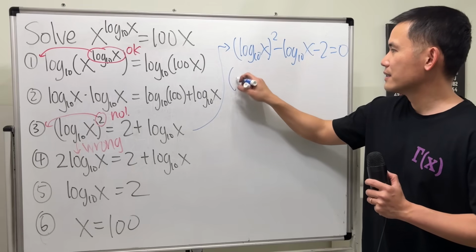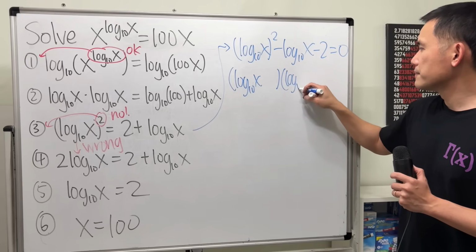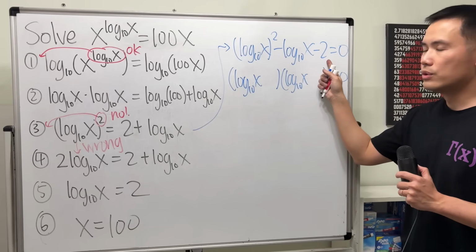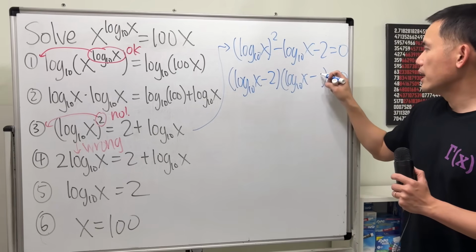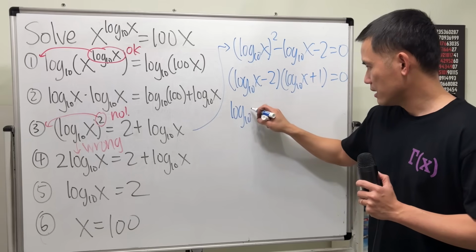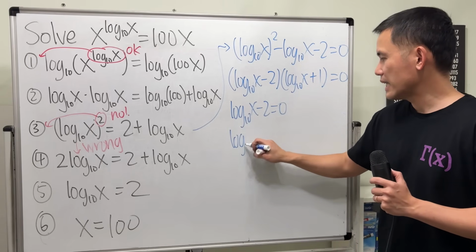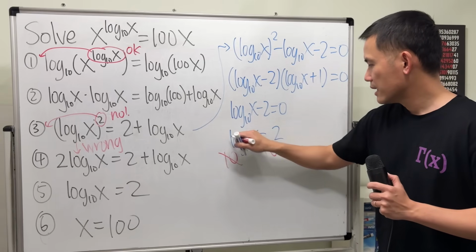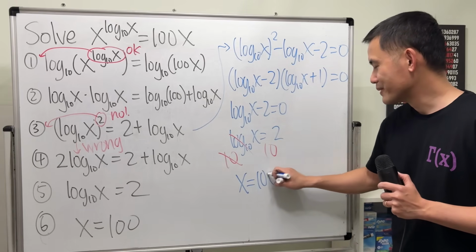We can factor it. Log base 10 of x times log base 10 of x. Think about two numbers, they multiply to -2. Together they add up to -1. The correct combination is -2 and +1. Now, this right here tells us log base 10 of x minus 2 is equal to 0. Solve this real quick. Log base 10 of x is equal to 2. And then we see that x is equal to 10 to the second power. So x is equal to 100.